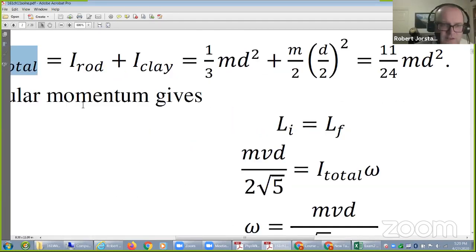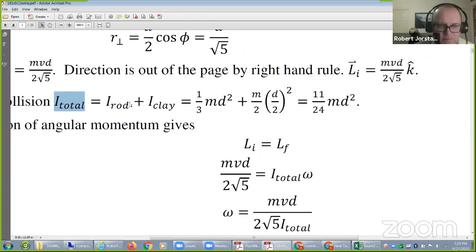So I know the total moment of inertia would be the rod's moment of inertia plus the clay's moment of inertia. I looked this up in the table: it's 1/3 of the mass times its length squared. In this case, length is D, not L, because we're going to use L for angular momentum. And then this is the mass of the point mass, and this is the distance, X, from the pivot point to the point mass. So when you do all that, you get this crazy fraction.